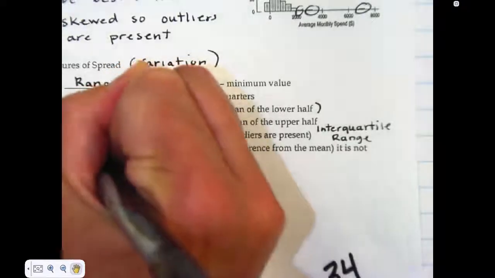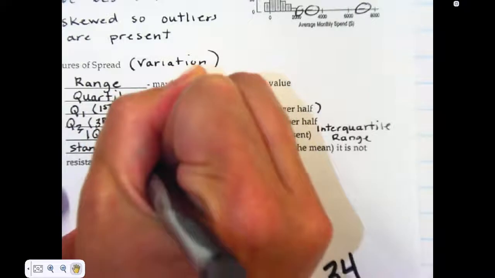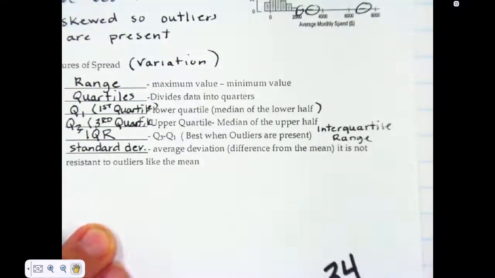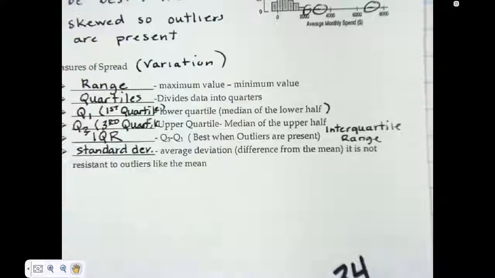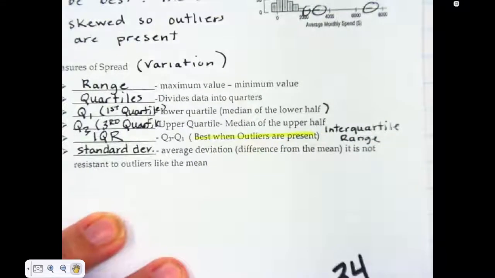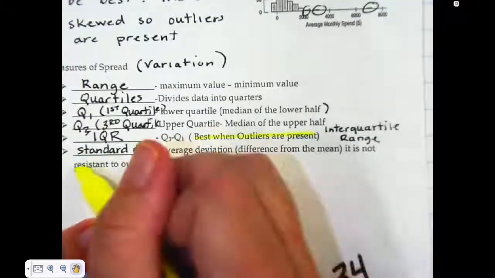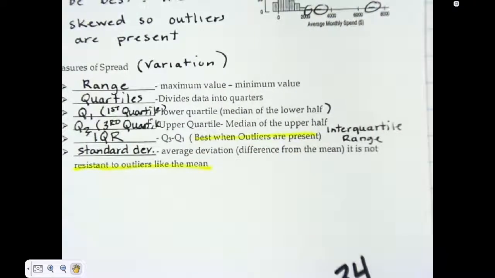And the last thing, which you probably have talked about before, is the standard deviation. The standard deviation is pretty much the average deviation or difference from the mean. That's not resistant to outliers. So if they ask for the best measure of spread when outliers are present, you go with the IQR. If there are no outliers, you go with standard deviation.